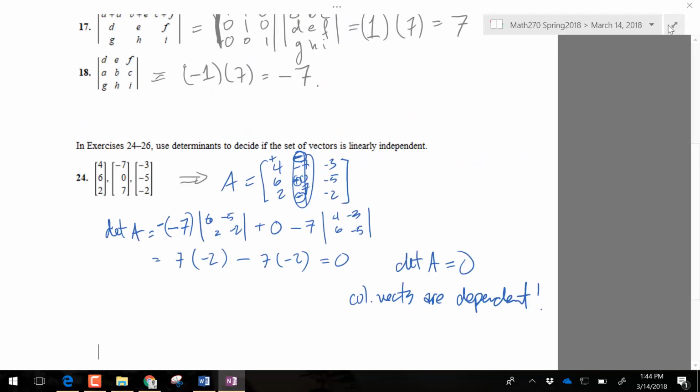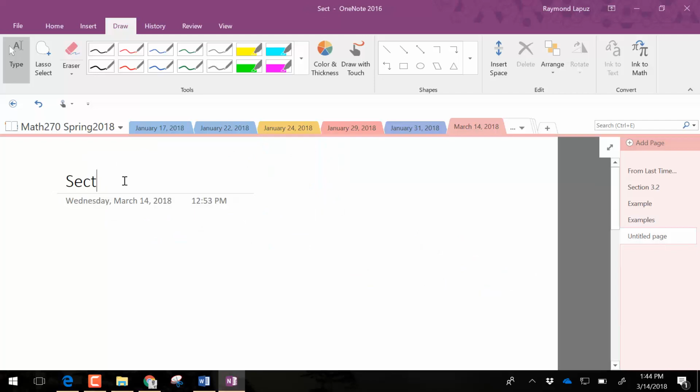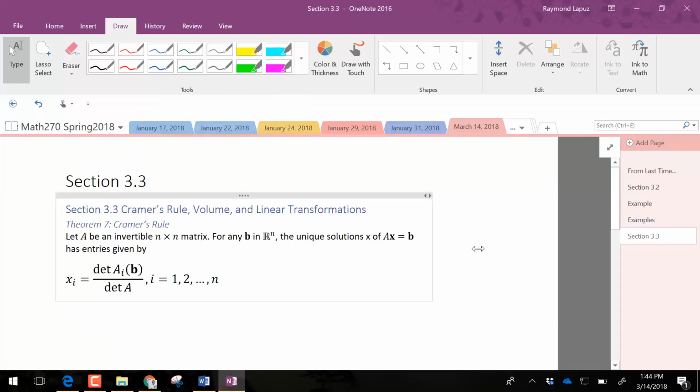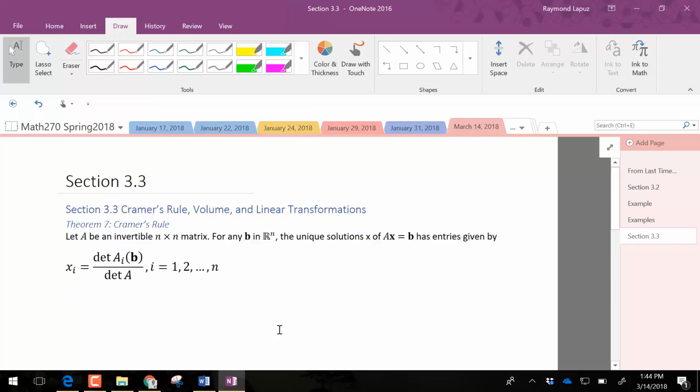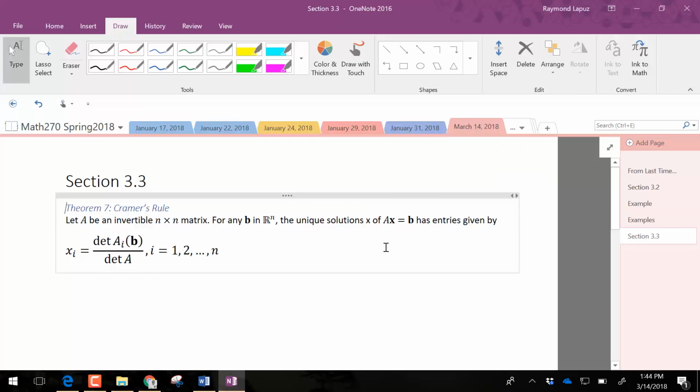All right. Last section in this chapter is some sort of applications to the determinant, and the first one being Cramer's Rule.